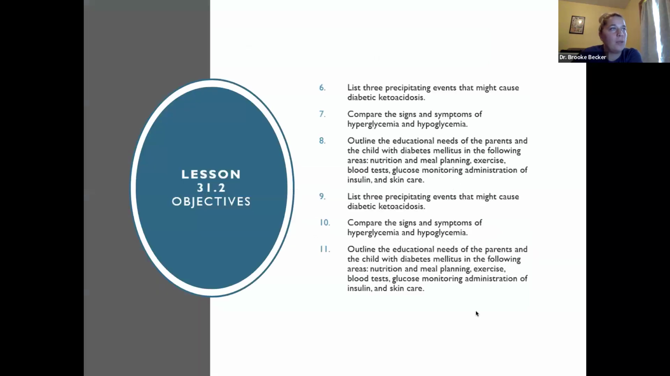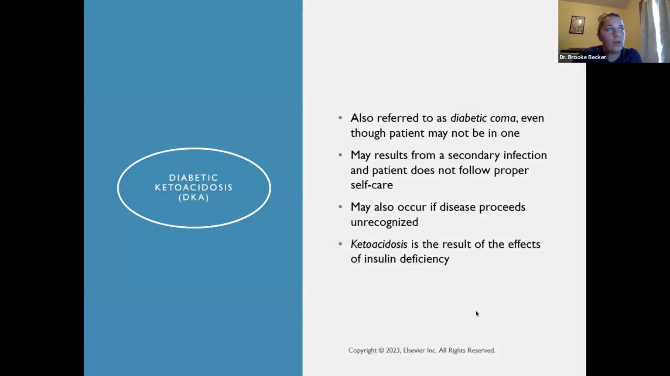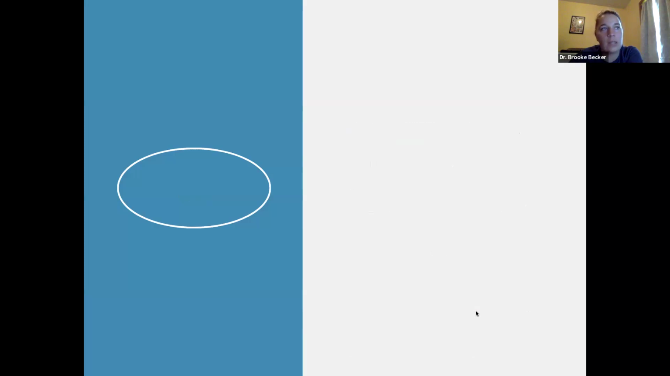We're just going to skip that one too, but you guys can look at those critical thinking questions by yourself. DKA, so diabetic ketoacidosis. This is diabetic coma. This may happen from a secondary infection or if the patient is not caring for their diabetes. And ketoacidosis happens because of the insulin deficiency.